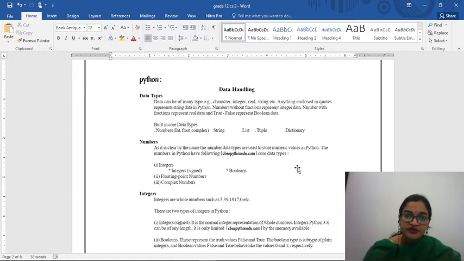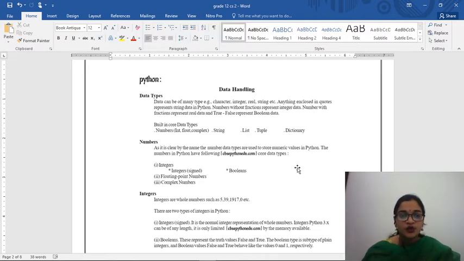So numbers without fractions represent integer values, as we have already seen yesterday. That means they don't have any decimal point. Those are called integer data types. And numbers with fractional parts are called floating point or real data types. And also we have seen boolean data types, that is true and false. True means 1 and false means 0, right? So what are the built-in core data types? Numerics, that is numbers. We have already seen int, float, complex, string, list, tuple, and dictionary.